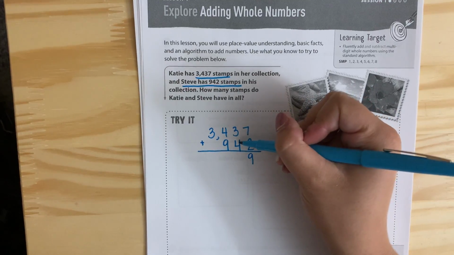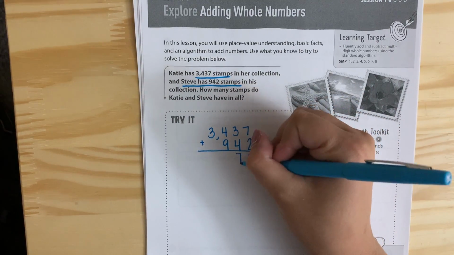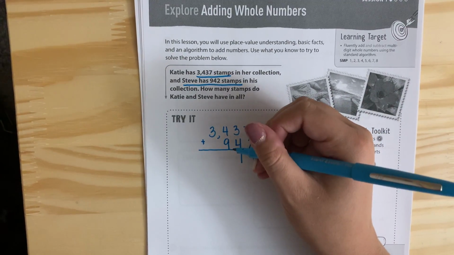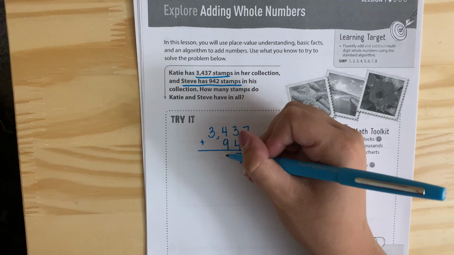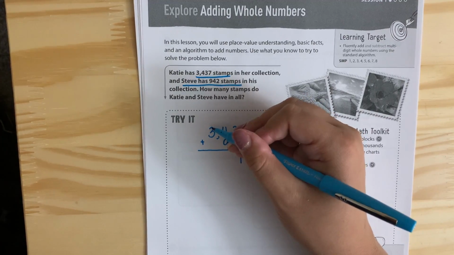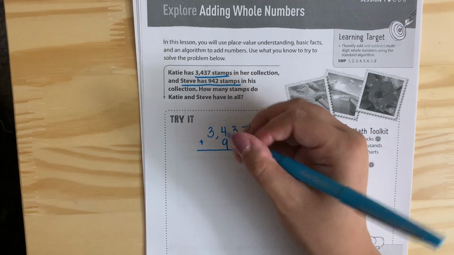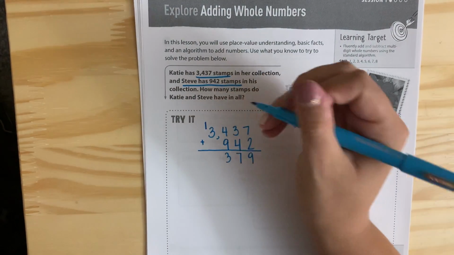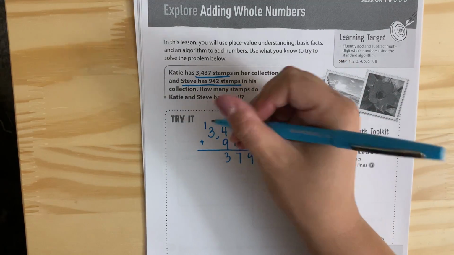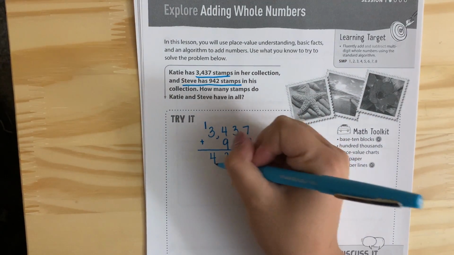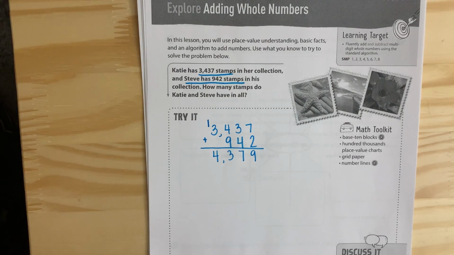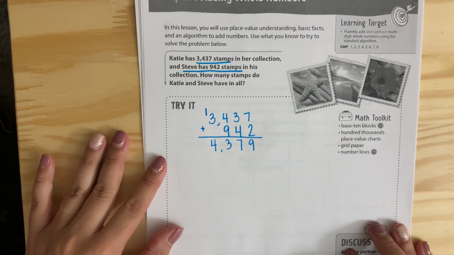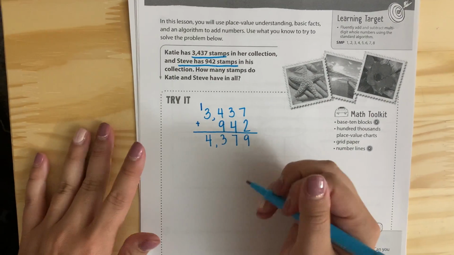Now that you've tried it, we have 4 plus 3, which is 7. And then we have 9 plus 4, which is 13. And we know from 3rd grade that I'm not going to write a 13 here. I'm going to give that 1, which is really 100 in this case, to my thousands place. So we're going to keep my 3. And then we're going to give a 100 to my 1,000. So now it's 3,000 plus 1,000, which gives us 4,000. So our answer is 4,379.